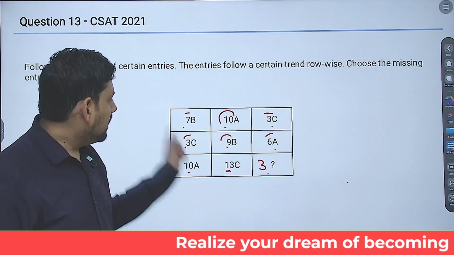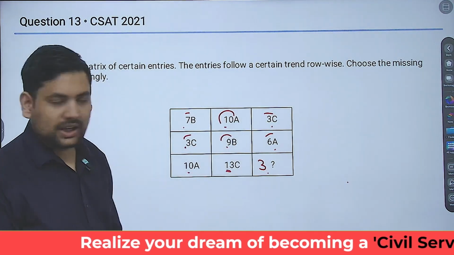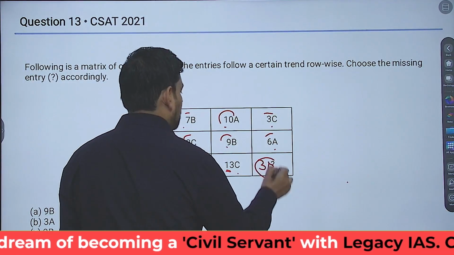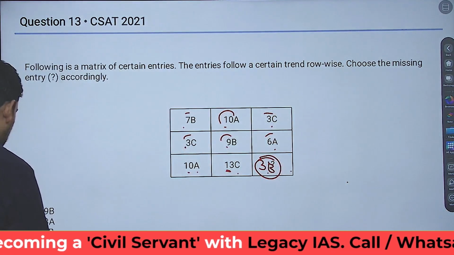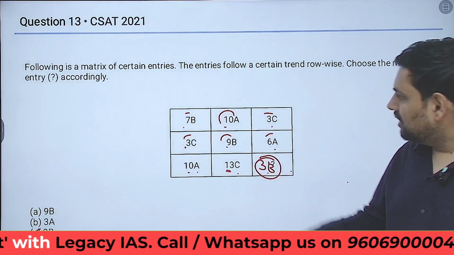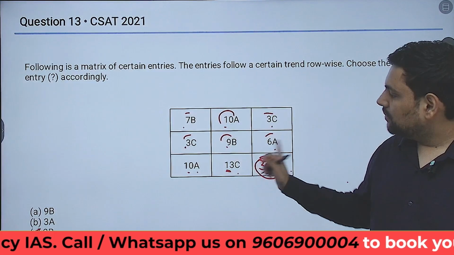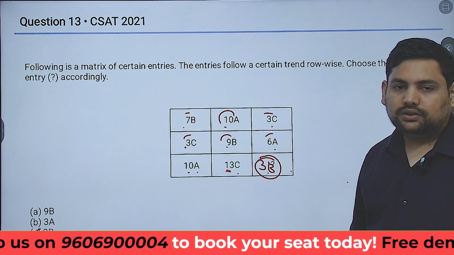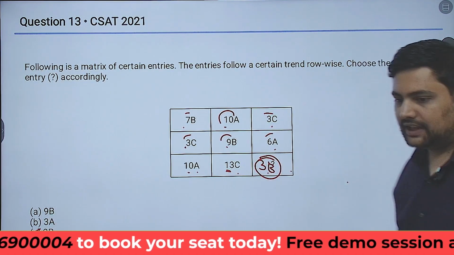Correct. Now in all the rows you have ABC, ABC, ABC. So here you have A, here you have C, here you must have B. So the answer becomes C, that is 3. Same pattern: the sum of these two is written in the middle. ABC, ABC, ABC. Okay, then next.